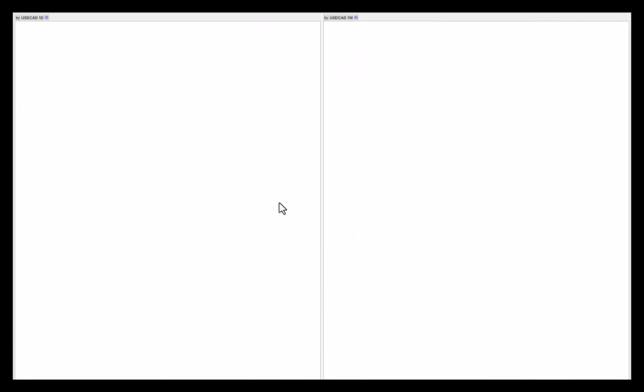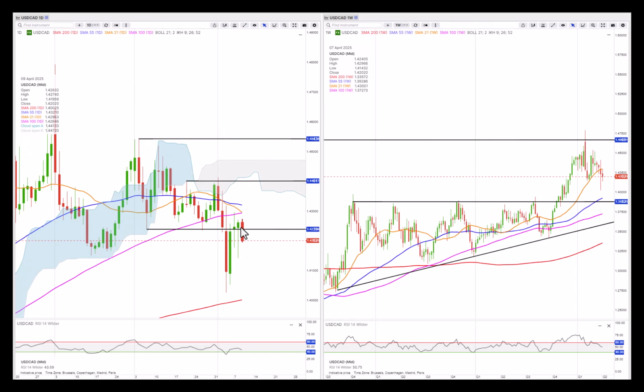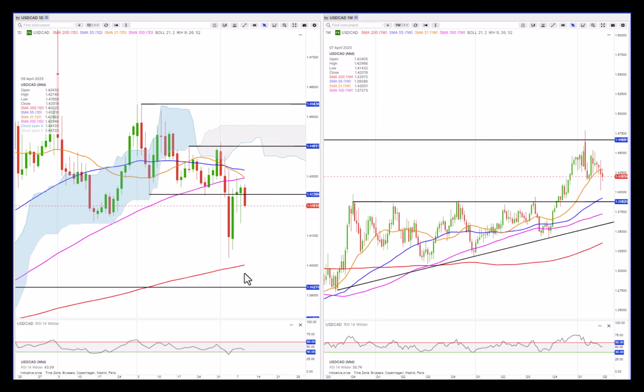The dollar Canada, well, turning sour again here, and I think we are in for another push towards 140, possibly down to the 139.25 support area. We have negative sentiment on the RSI, likely to push lower.